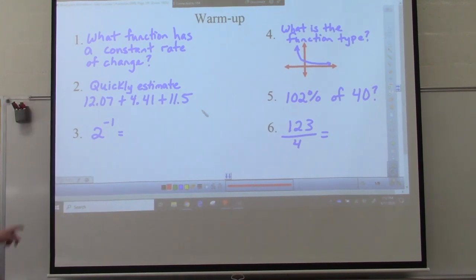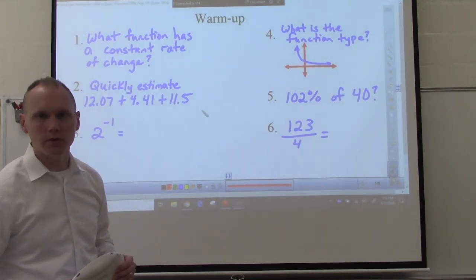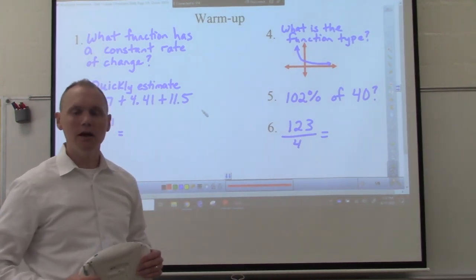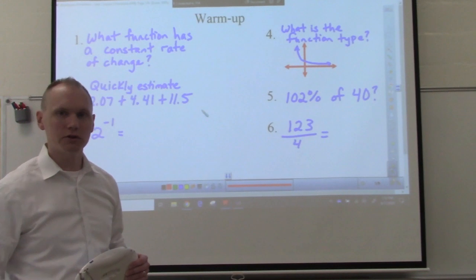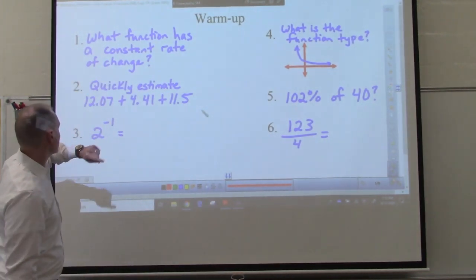Alright, so let's take a look at number 1 here. What function has a constant rate of change? In the past 2 lessons, we've talked about a constant rate of change, which looks like a straight line, and that is a linear function. A linear function. So that's the type of function there.